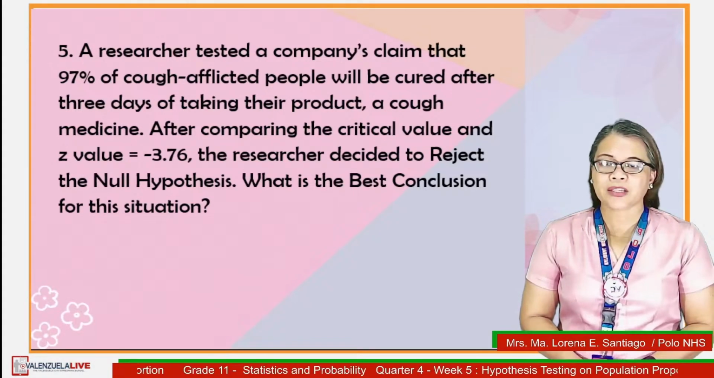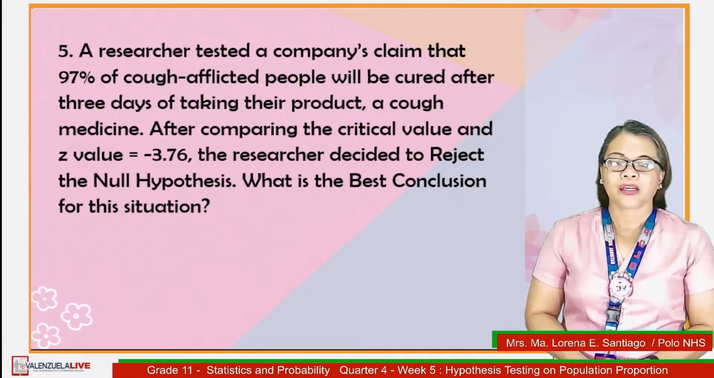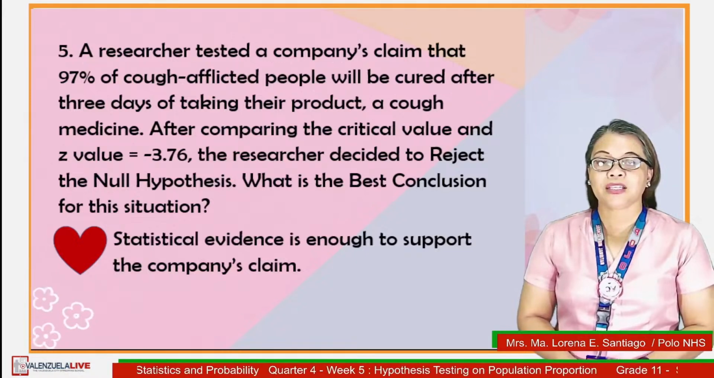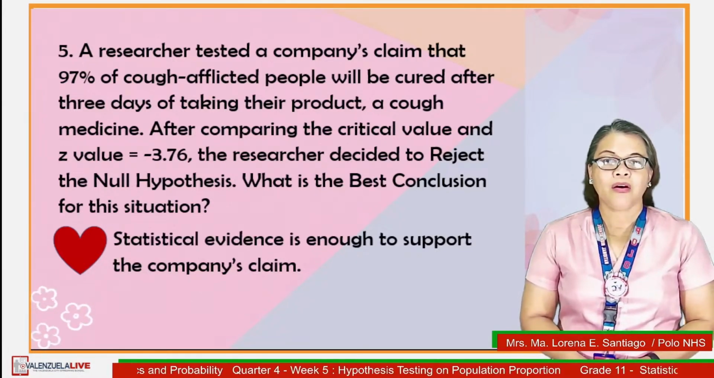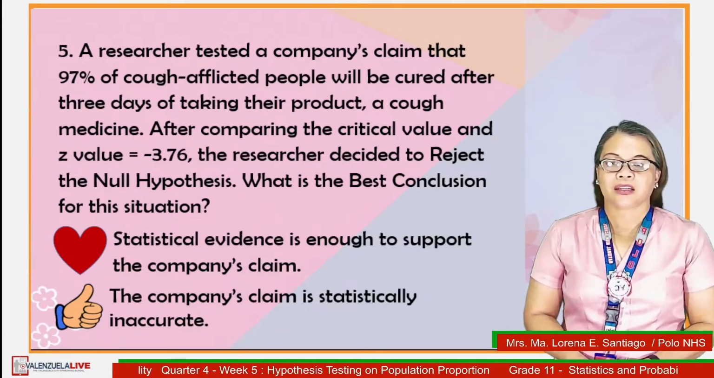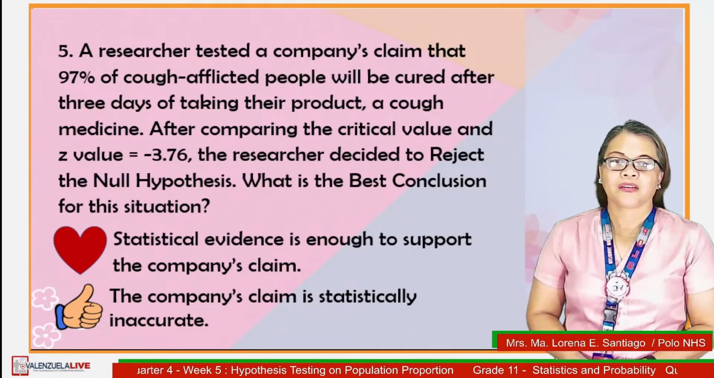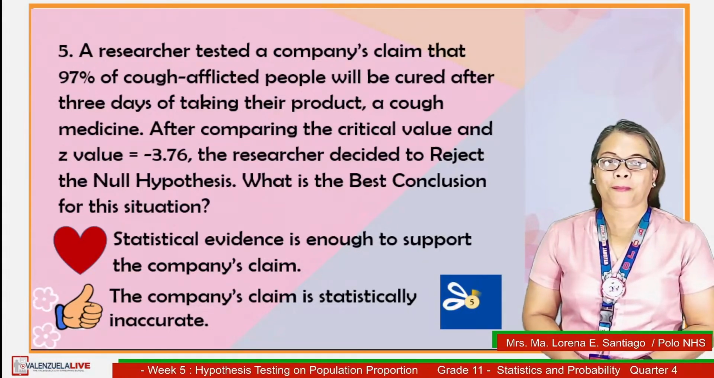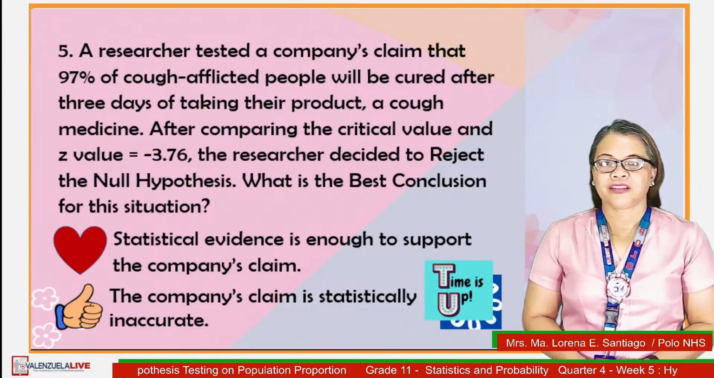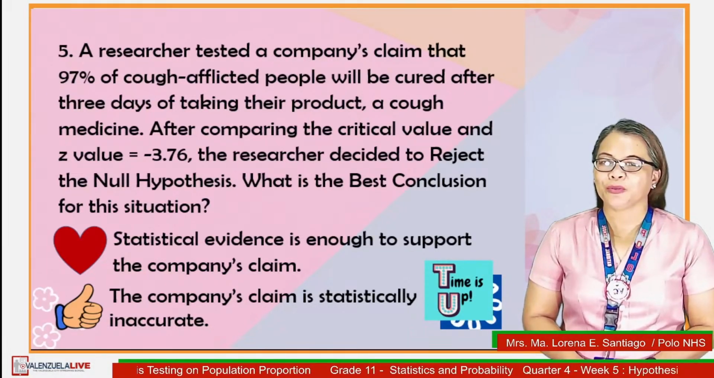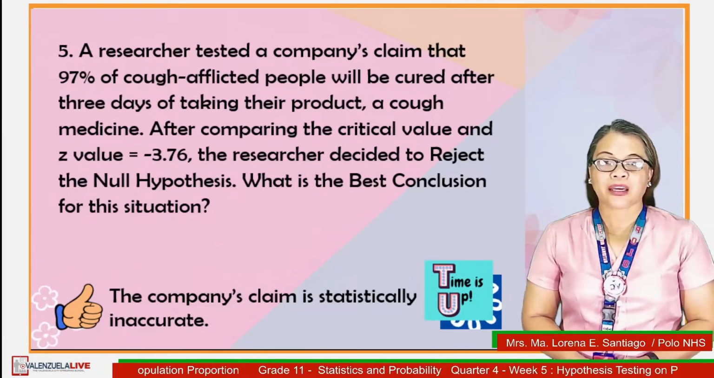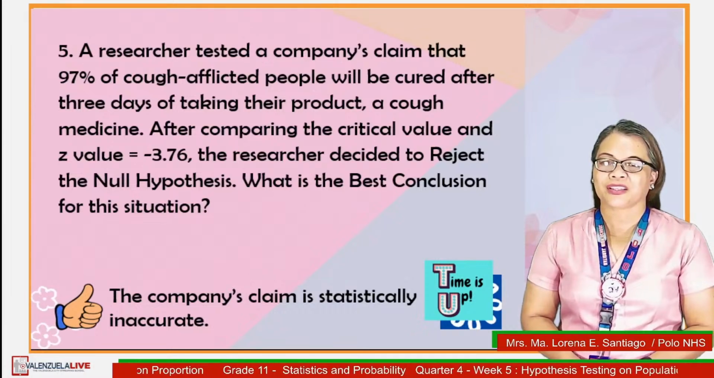What do you think is the best conclusion for this situation? Is it a heart, which means the statistical evidence is enough to support the company's claim, or a like, which is the company's claim is statistically inaccurate? Time starts now. Time is up. Your answer would be, of course, the like sign, because the company's claim is statistically inaccurate.